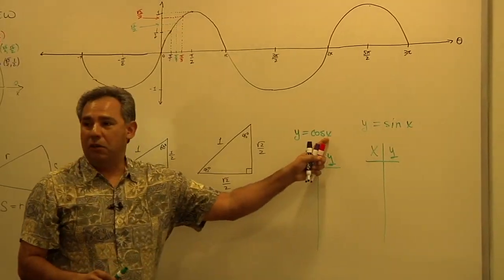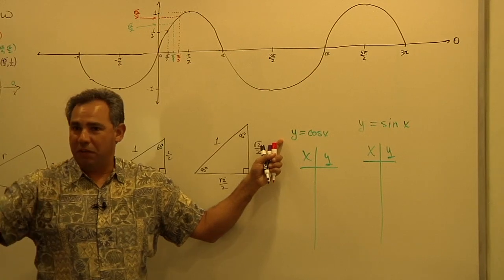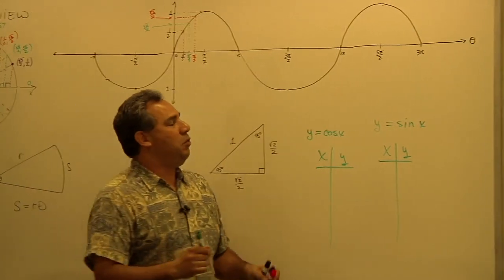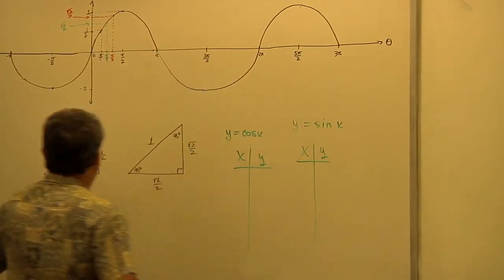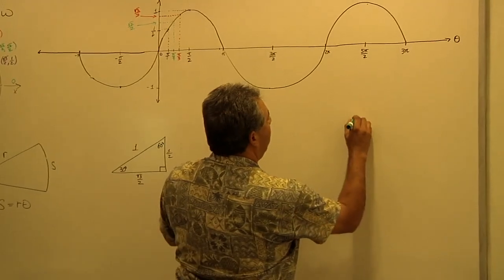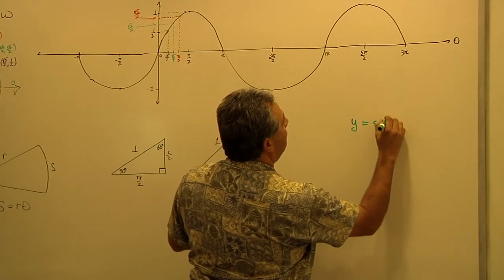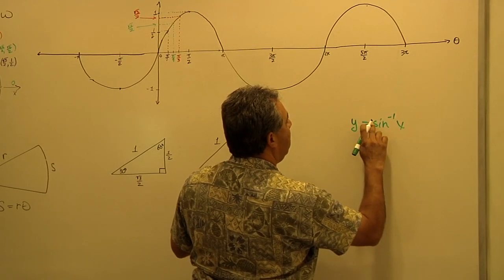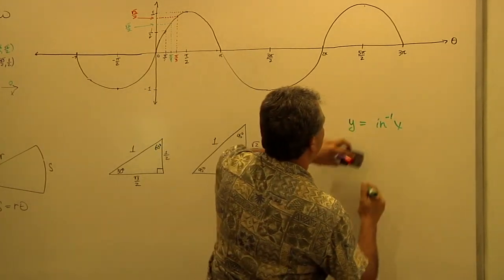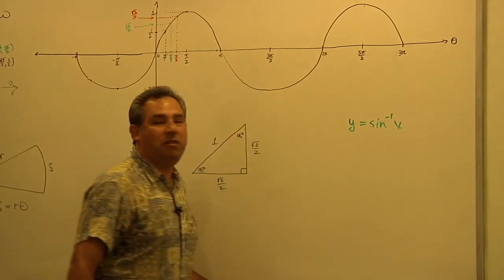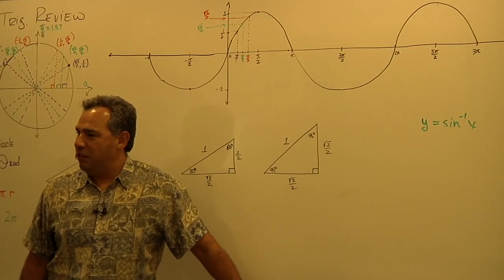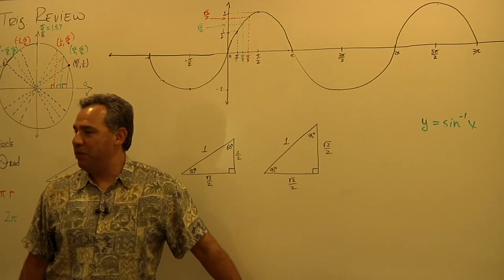X represents an angle, and y represents the numeric value between minus 1 and 1, right? Okay. Now that gets confusing because when students start doing this, and I'll write this out, when we go y equals inverse sine of x, and this gets into calculus. Let me fix that to sine here. If I write y equals inverse sine of x, for you calculus students, what does x represent in this equation? And what does y represent?